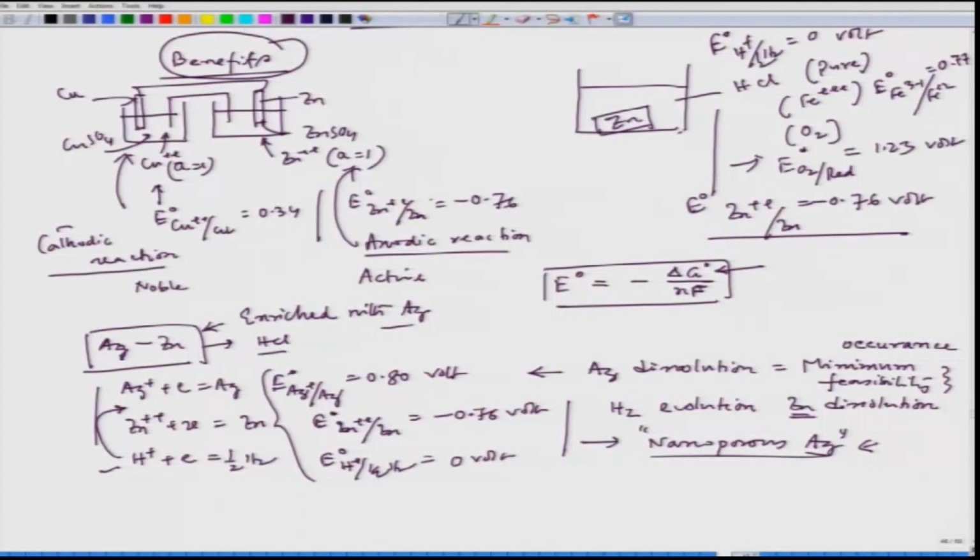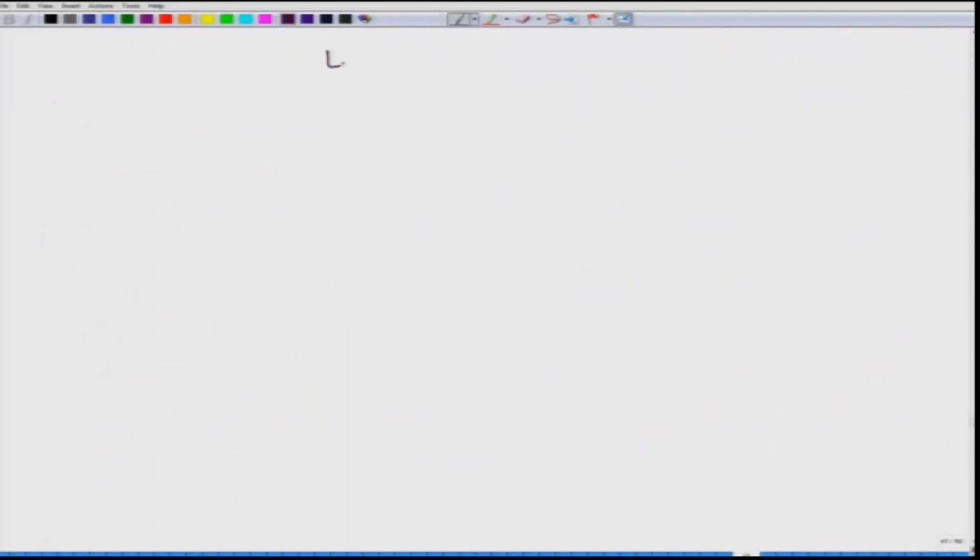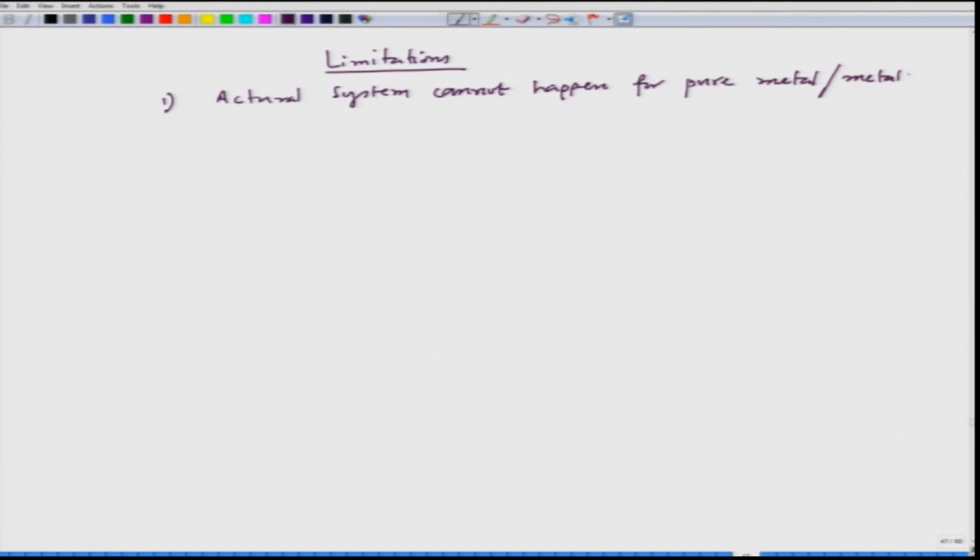But there are limitations. One is of course that an actual system cannot happen for pure metal and ion of activity 1. Actual systems do not happen like that.